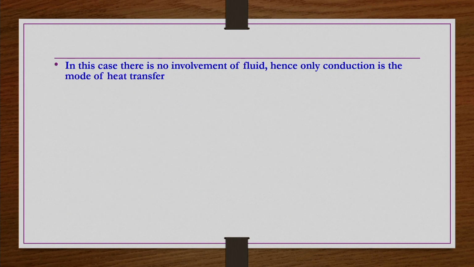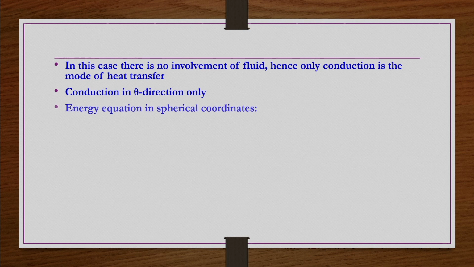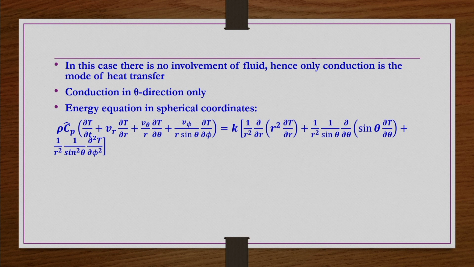In this case there is no involvement of fluid, hence only conduction is the mode of heat transfer. Conduction would be only in the theta direction, not in the r and phi directions, according to the schematic given. Then we have to simplify the energy equation in spherical coordinates. Since it is steady state, this term is 0. There are no velocity terms at all since there is no fluid involvement, so all left hand side terms are 0. Temperature is a function of theta only, not of r and phi, so these two terms are gone.